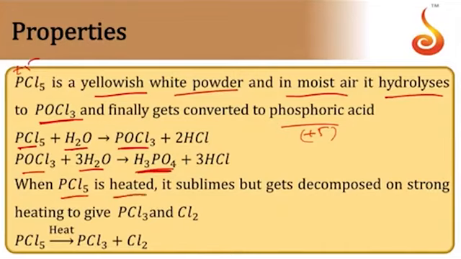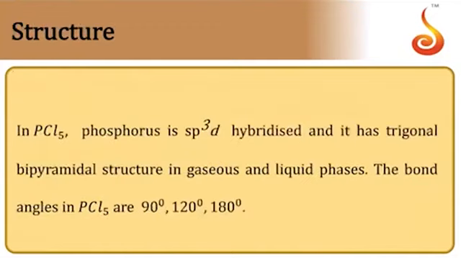When PCl5 is heated, it sublimes. But at high temperature and strong heating, it gives PCl3 and Cl2. So PCl5 is a sublimating solid. It sublimes, but on heating very strongly, it dissociates to PCl3 and Cl2. These are the properties of PCl5.